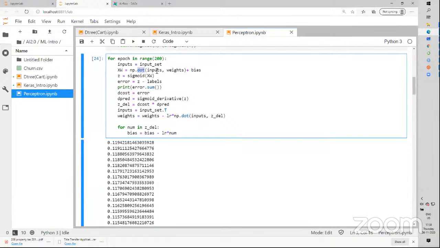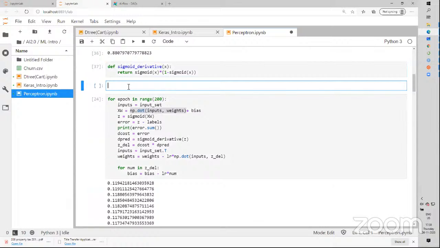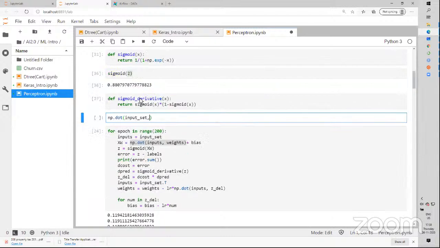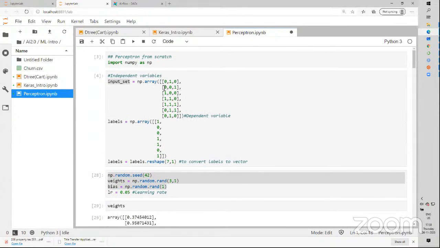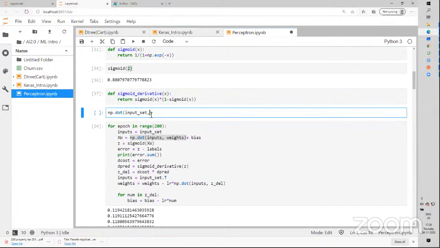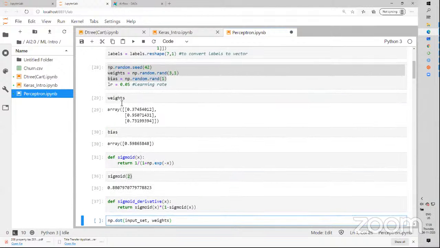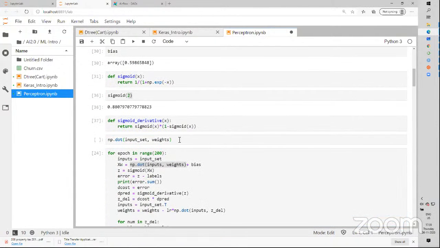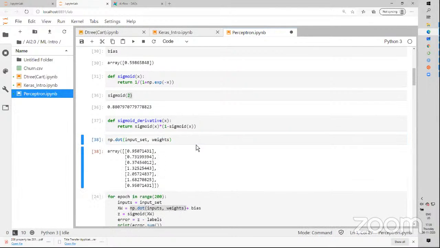So matrix multiplication between inputs and the weights. What does this function return? Let me show you as an example. np.dot of input_set. What is our input_set? This one, which is a numpy array which we have created. And weights, what are the weights that we have generated? These are the weights that we have generated. Okay, fine. Now let's see the output.